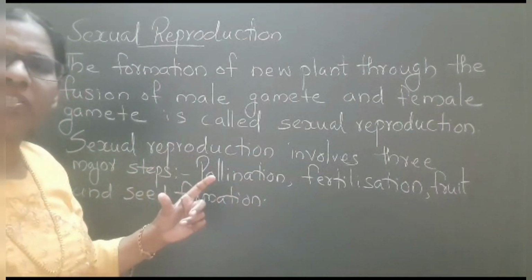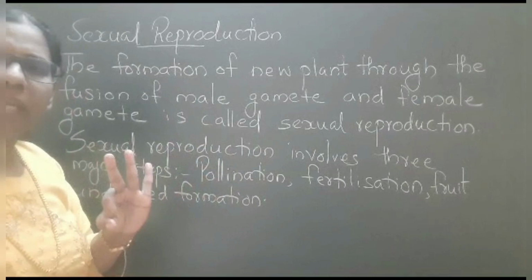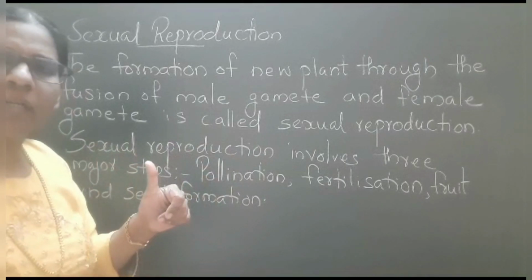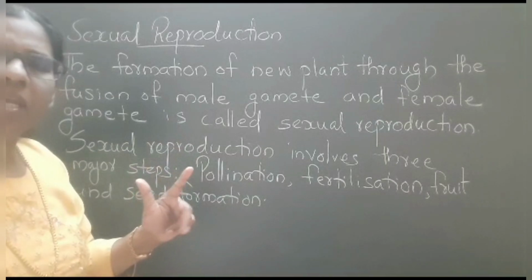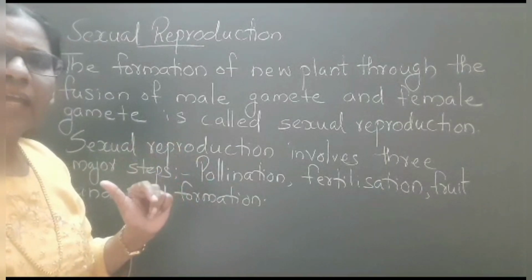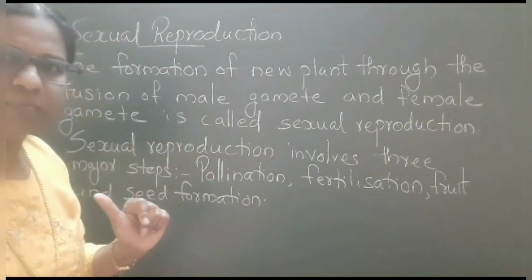Sexual reproduction involves three major steps. Number one, pollination. Number two, fertilization. Number three, fruit and seed formation.